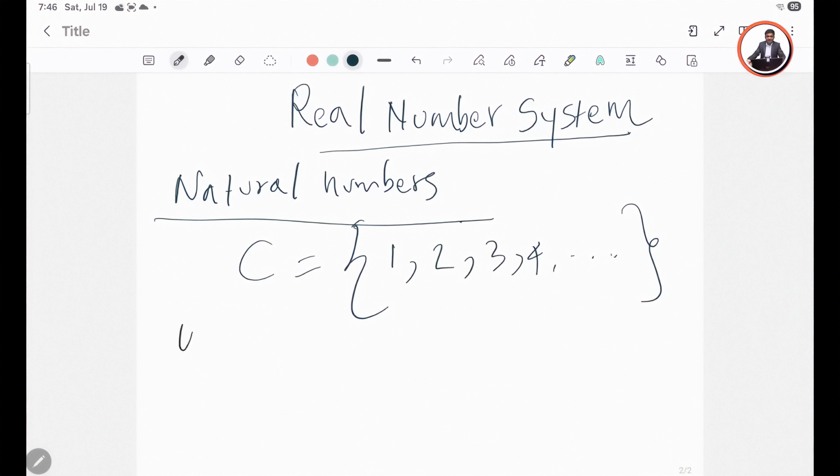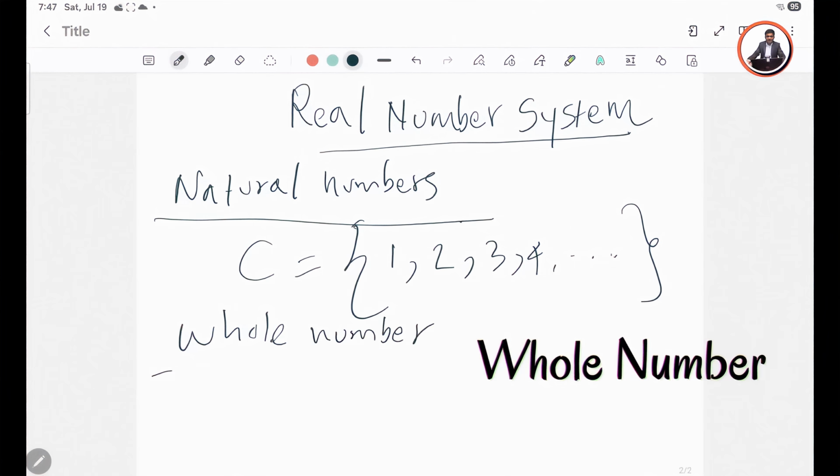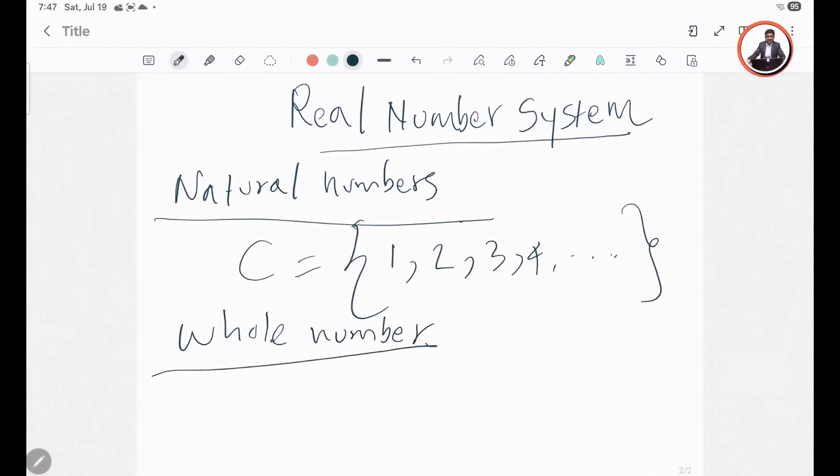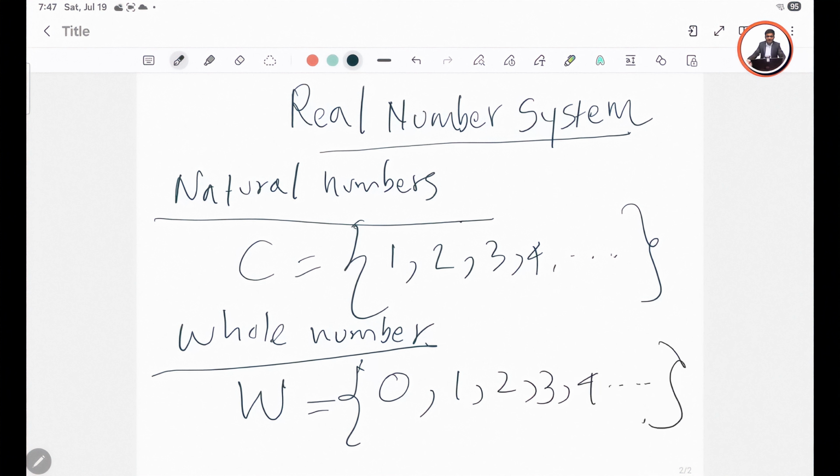So the second one is whole numbers. Whole numbers consist of the natural numbers with the addition of the number 0. Now, for example, the set of whole numbers is W. We can write it like this, starting from 0 to 1, 2, 3, 4, and so on. So we call this whole numbers. And the next one is integers.